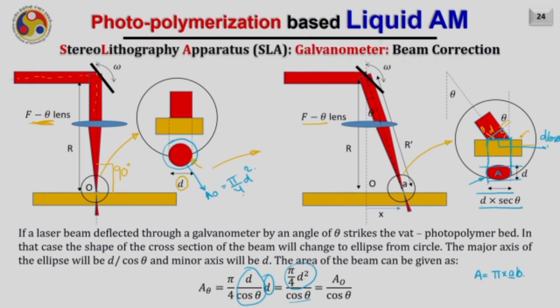Now if I use this and write A naught here divided by cos theta, the area of the laser beam which is projected at an angle theta will get increased. So the new area will be A naught by cos theta. As cos theta is always less than 1, this value will always be greater than A naught. So basically what happened? When the laser beam area projected on the flat surface increases, the intensity will decrease.